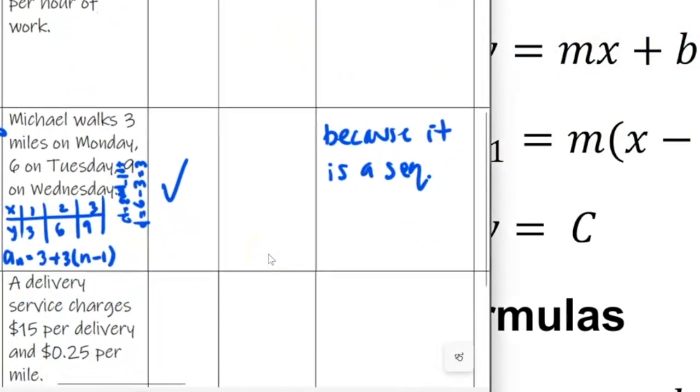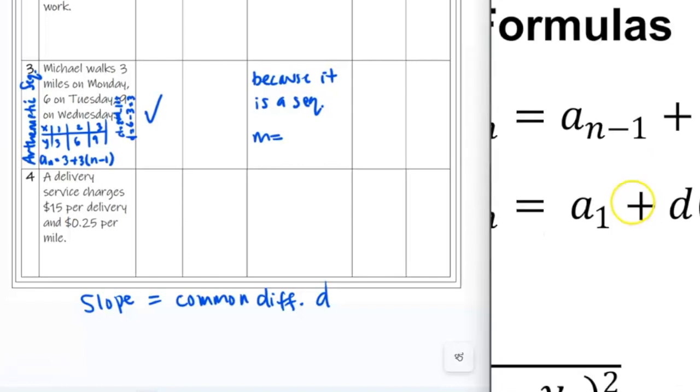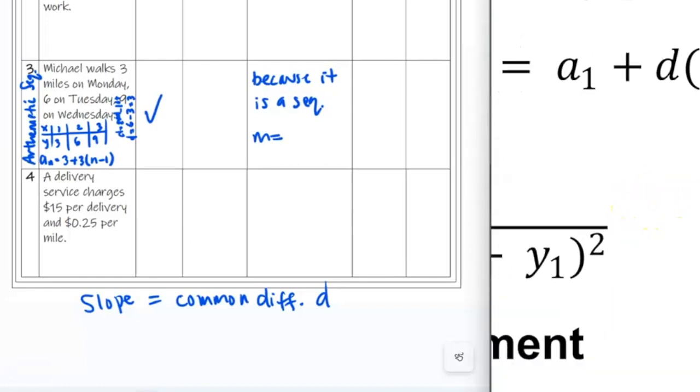So my slope, remember, is the same as my common difference. So slope is the same as common difference, d. Slope and common difference are saying the exact same thing, how it changes each time. So with that being said, m is equal to, what's my common difference? Let's go back to the formula and see where it is. It's right before the parentheses, so my common difference is 3, so m is 3.